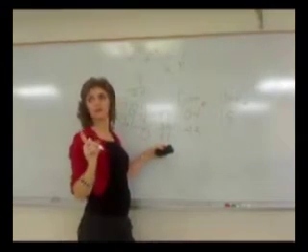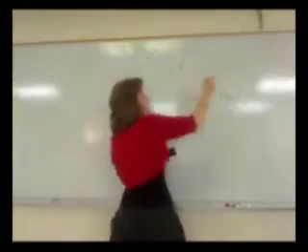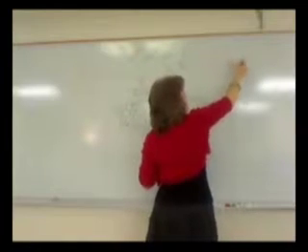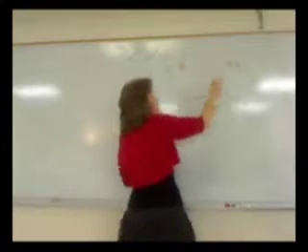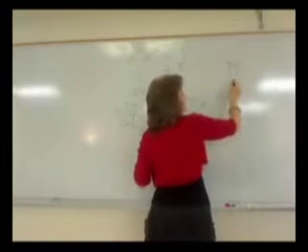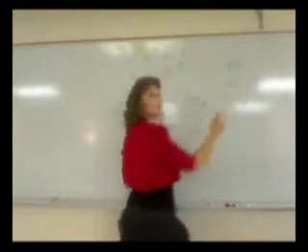Now, let's check it and make sure it's correct. 2 times 16 is 32. B is 11, times 1 is 11. Add those together. 43.